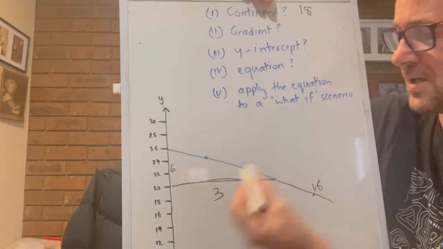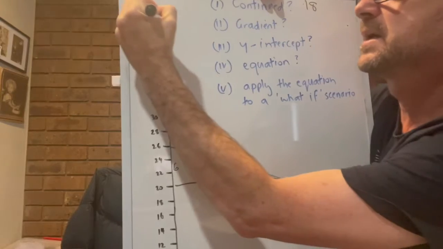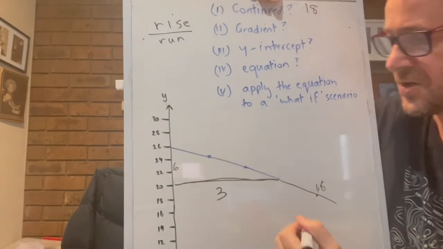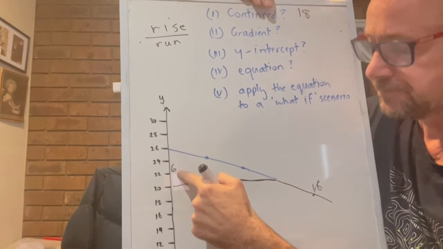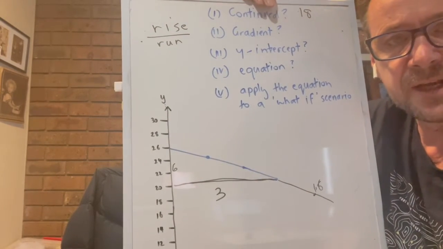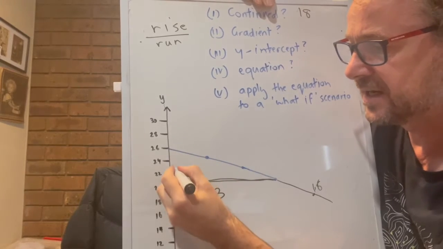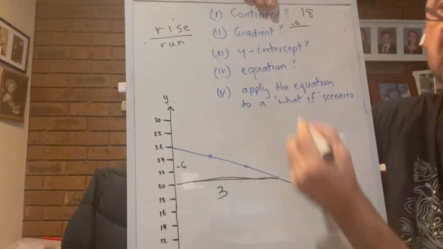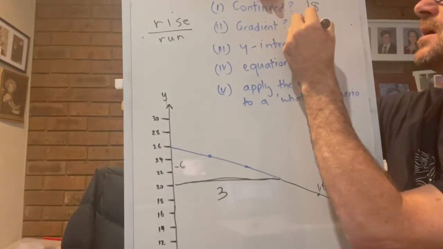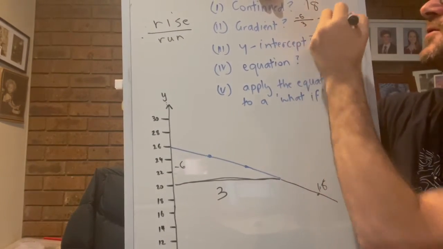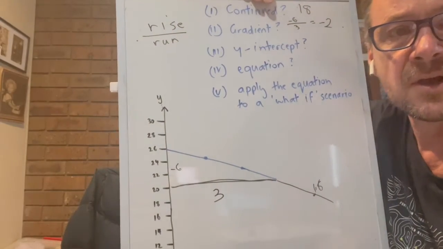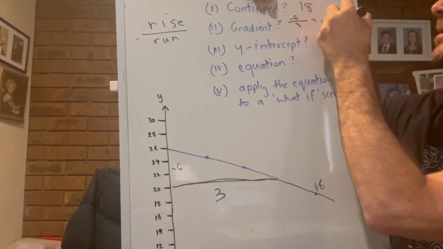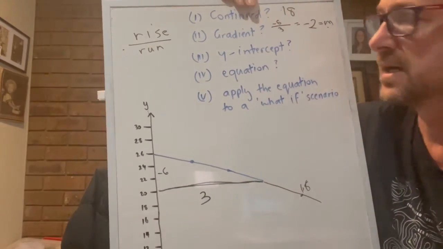Now to find the gradient, we're using rise over run as our rule. So the rise is 6. Now, it's a falling gradient, so that 6 is actually going to be a -6. So it's -6 over the 3, and that's going to give us a result of -2 as our gradient. So that gradient is equal to m, and that will come into play a little bit later.